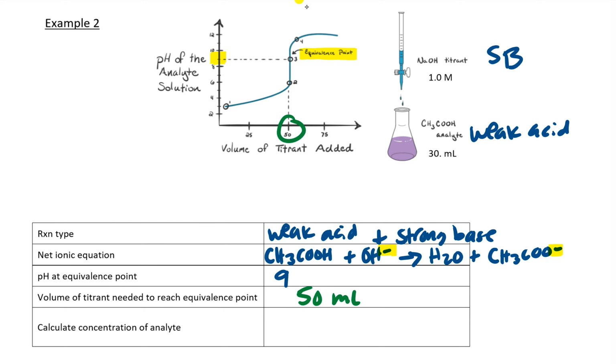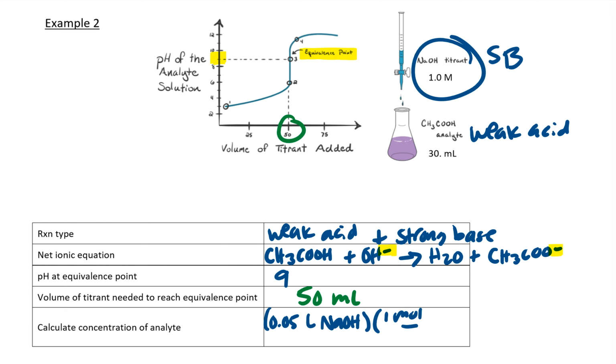So we're going to calculate the concentration of the acetic acid. Following the same process as before, we want to know how many moles of base were required to complete this reaction. So we have 0.05 liters of sodium hydroxide, our titrant, and it has a molarity of 1 molar again, so 1 mole per liter. And so that's 0.05 moles of sodium hydroxide.